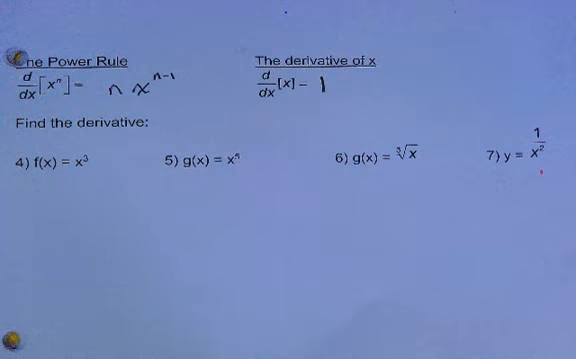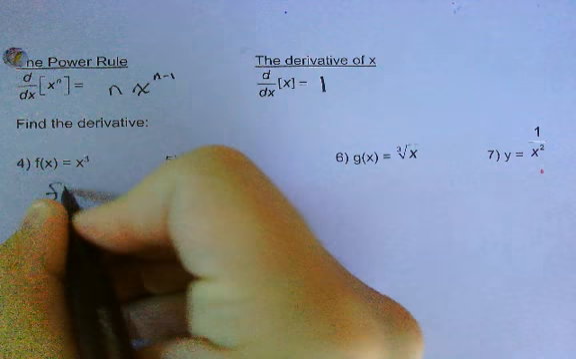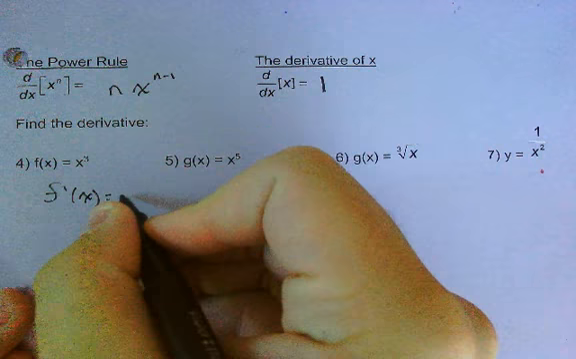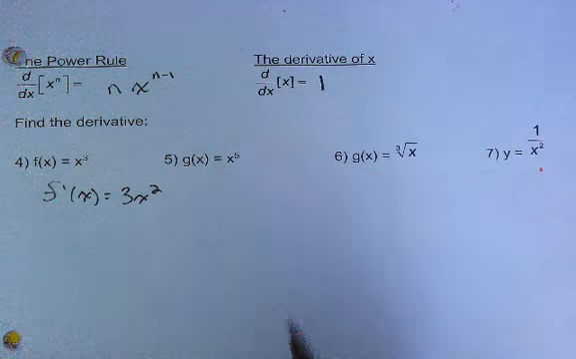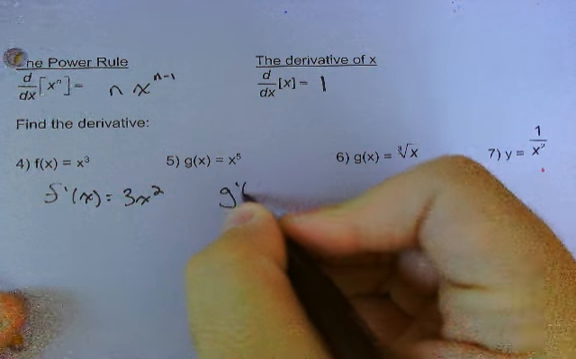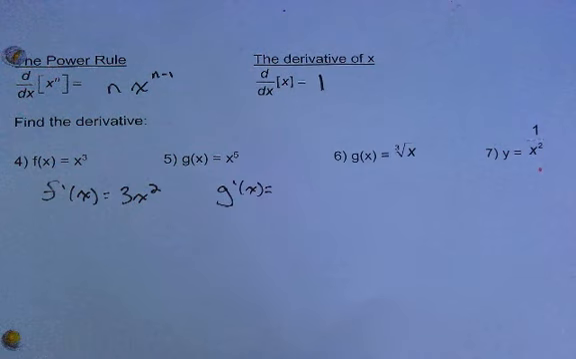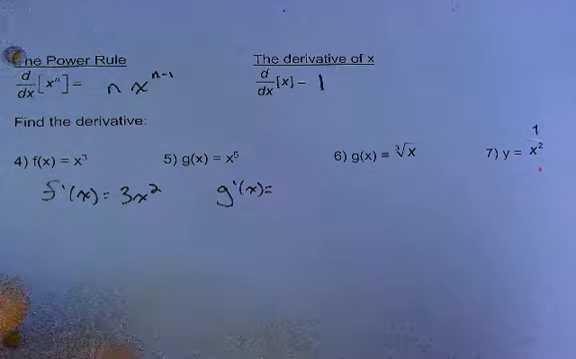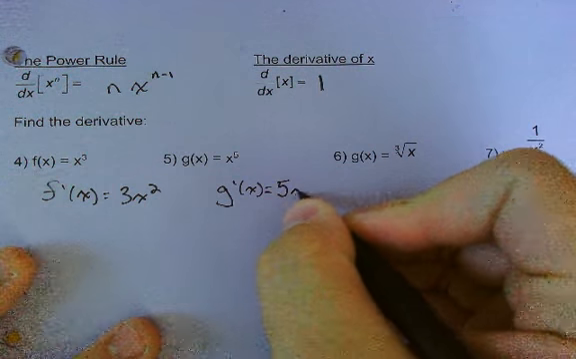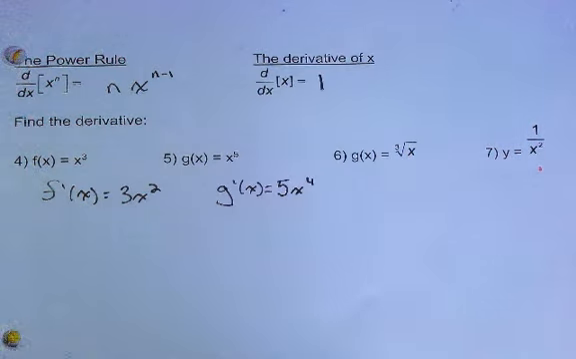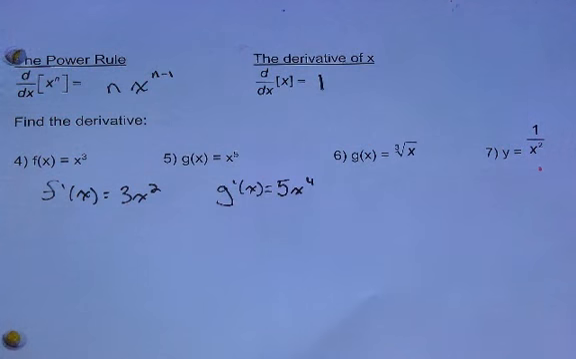Okay, so number 4, what's the derivative of x cubed? 3x squared. Number 5, what's the derivative of x to the 5th? 5x to the 4th. What about number 6?